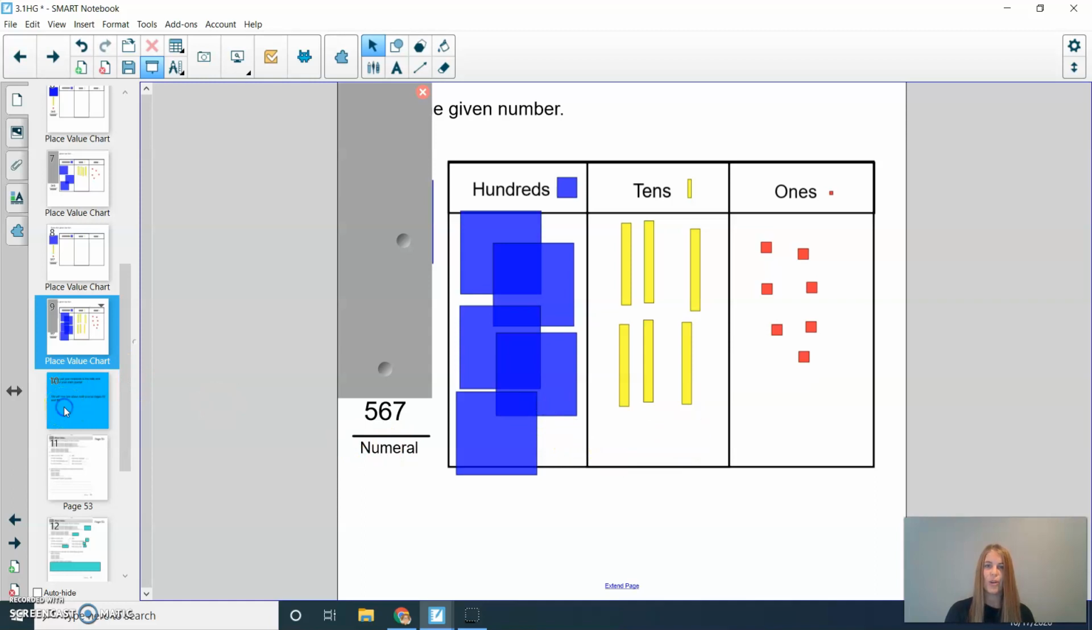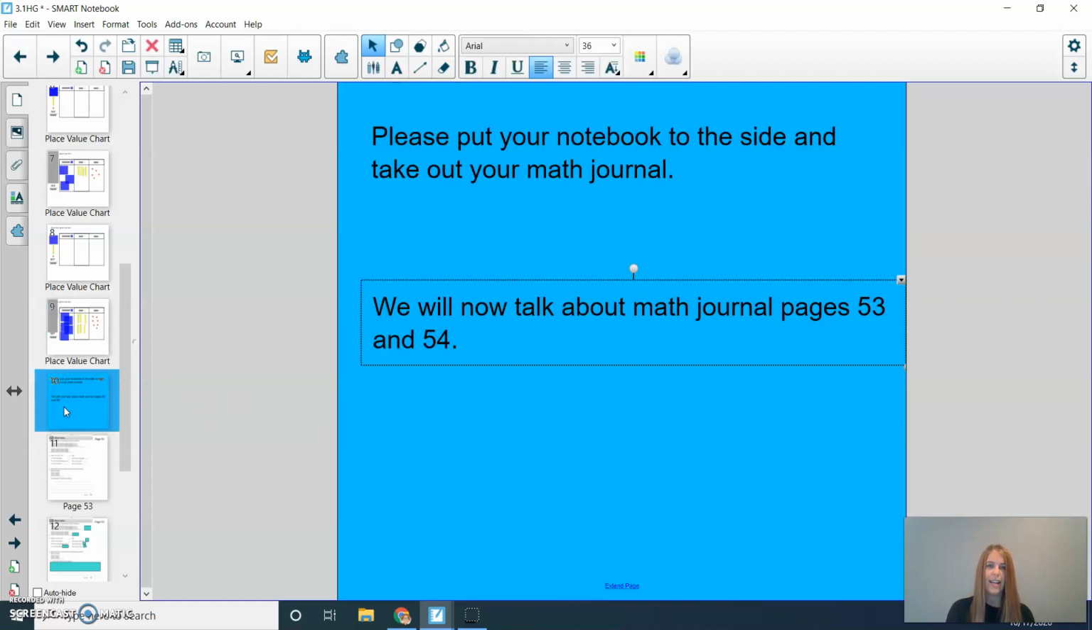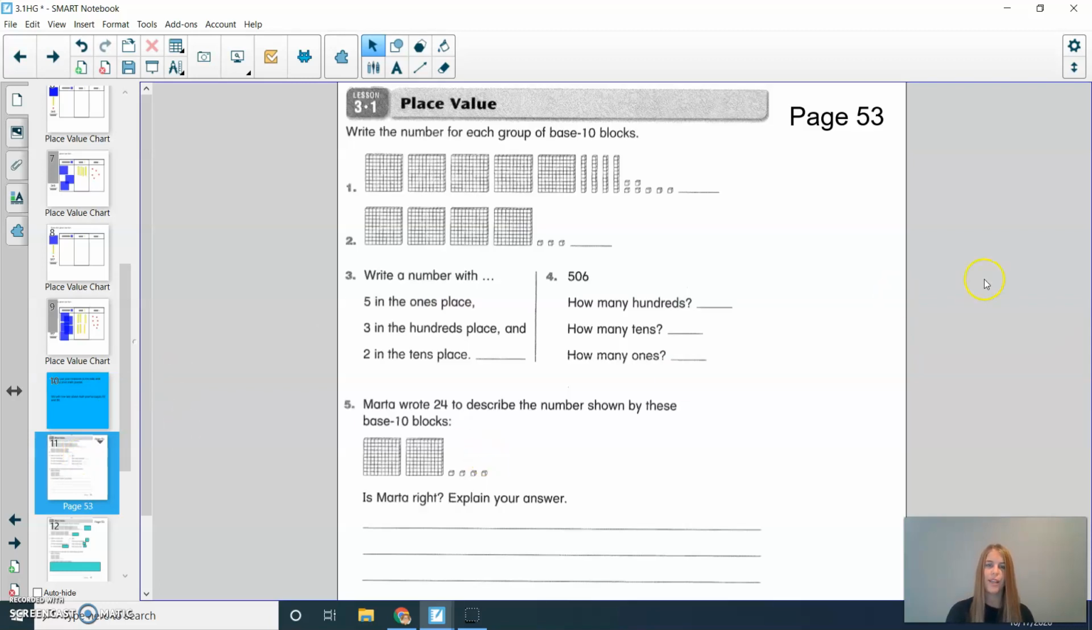So you can put your whiteboard to the side, and now if you can take out your math journal, we're going to talk about pages 53 and 54. So let's talk about page 53 first. Write the number for each group of base 10 blocks.